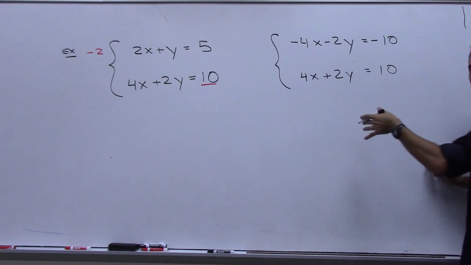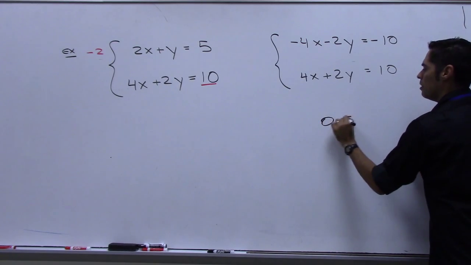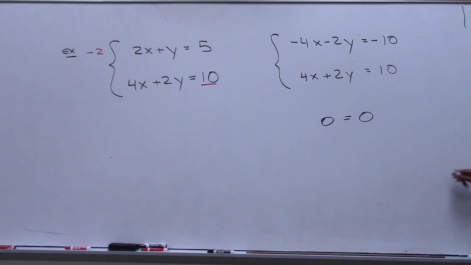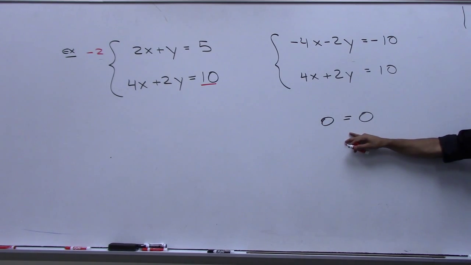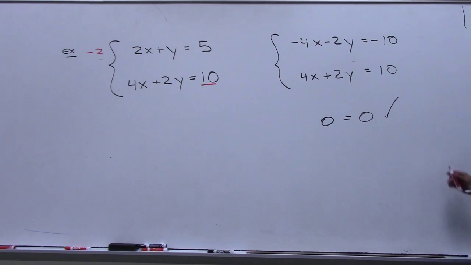And when you add straight down this time, you get 0 equals 0. But that is true. When is it true? This is true always, right? 0 is always equal to 0. That's always true, which means that these lines are the same line on top of each other.